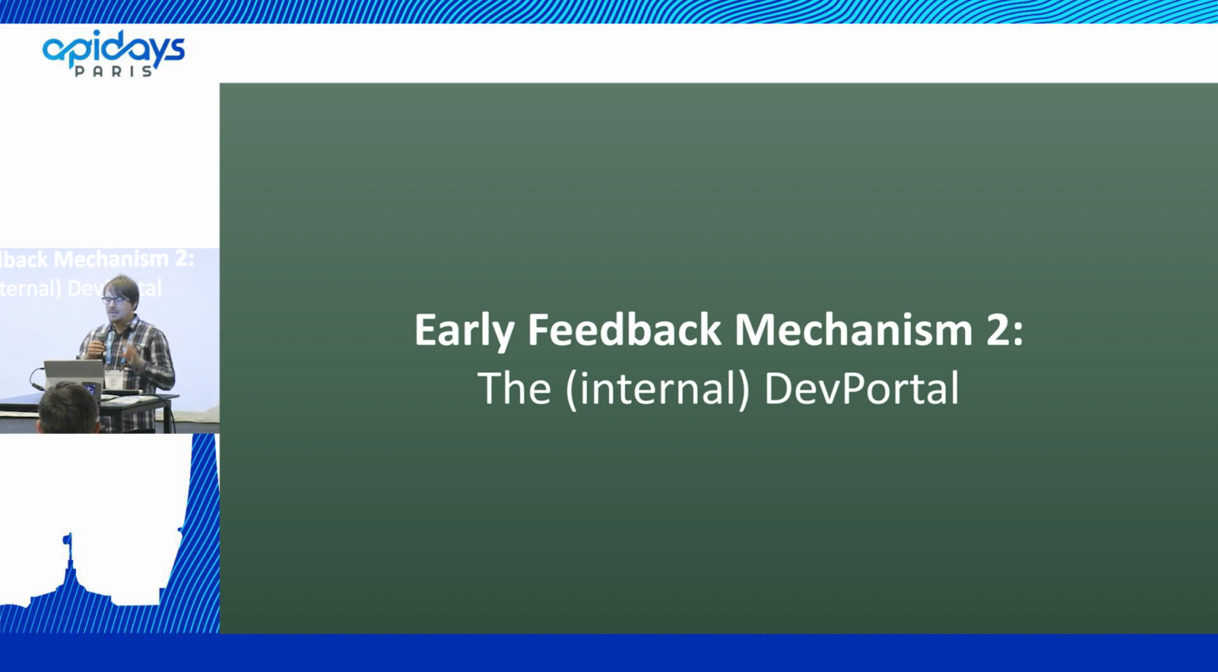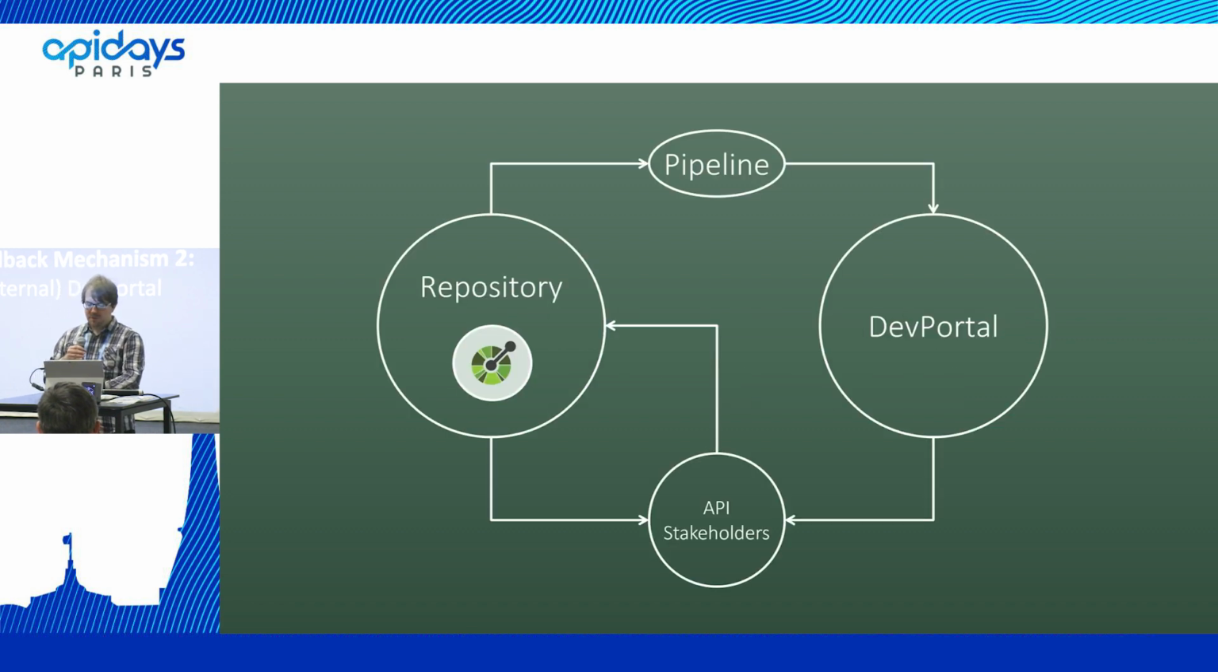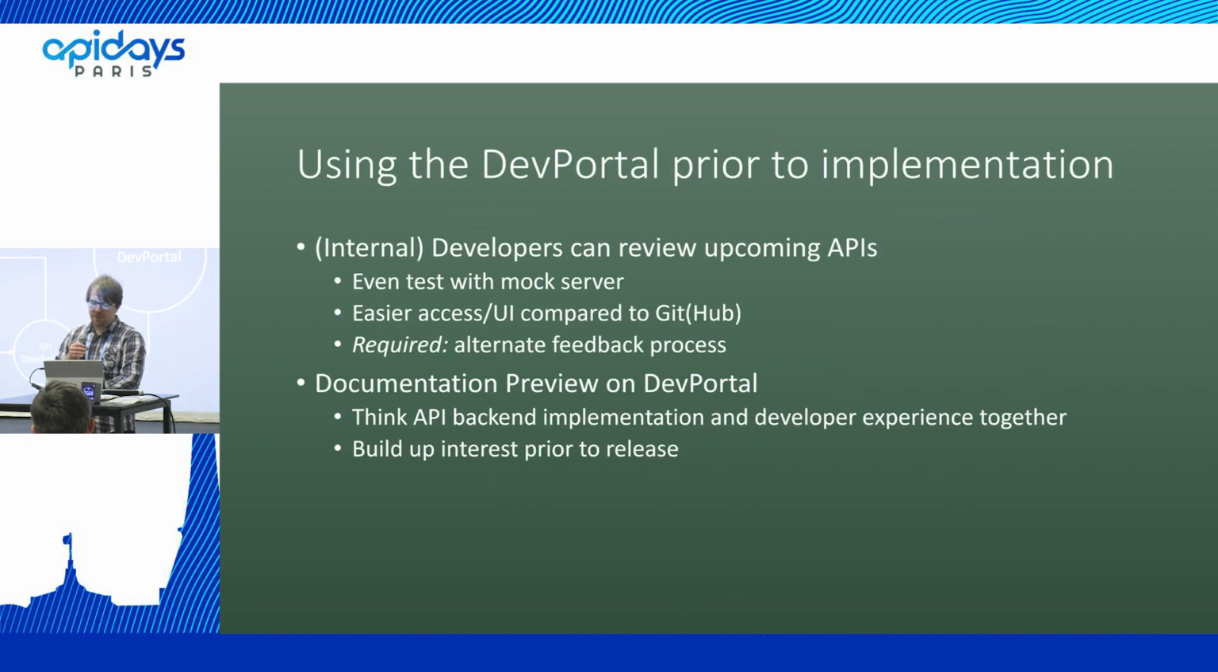And maybe this is mostly interesting for internal dev portals where you may not want to show your API in progress to the public at large, but maybe you want to show it to people outside your team in your company. And the dev portal is a good way to do this because now you can have your API stakeholders review your API design and interact with it in two different ways. So one way is to work directly with the repository with your OpenAPI file. And the other thing is to just look at the dev portal and see the API in progress as it's all automatically published from your pipeline.